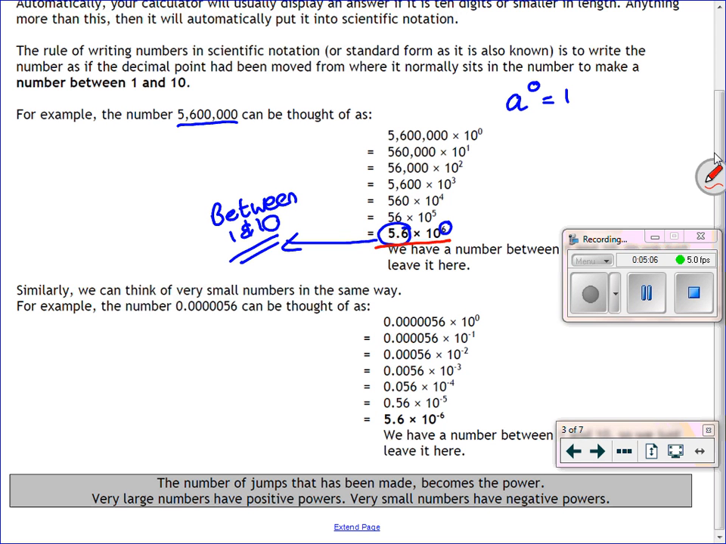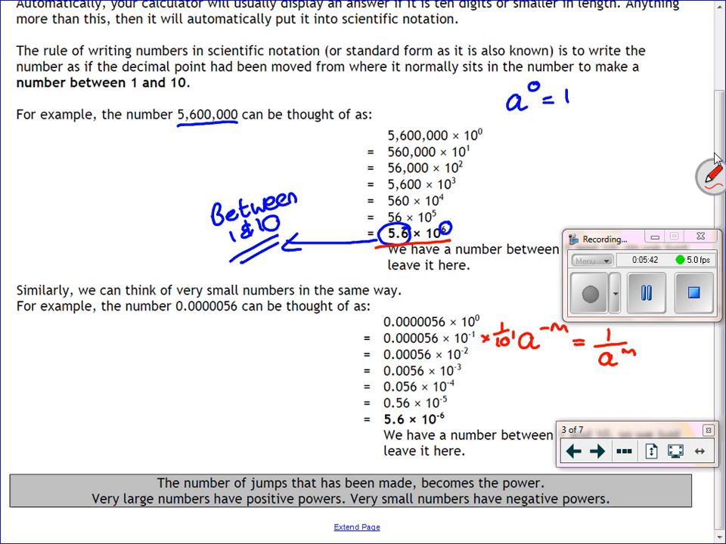For that, we think of our other index law that says a to the power minus m is 1 over a to the power of m. So if I am multiplying 0.000056 by 10 to the power minus 1, that's the exact same as multiplying by 1 over 10 to the power of 1. So you're multiplying by a tenth, which actually has the effect of making the number bigger.